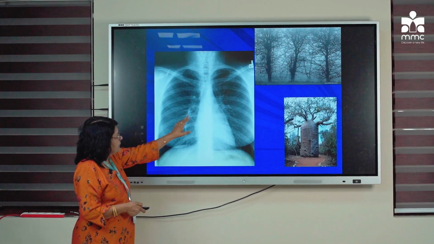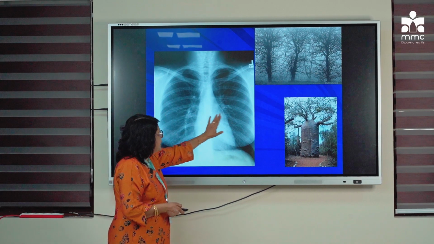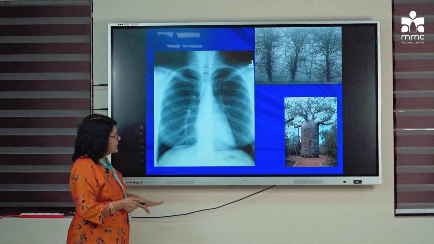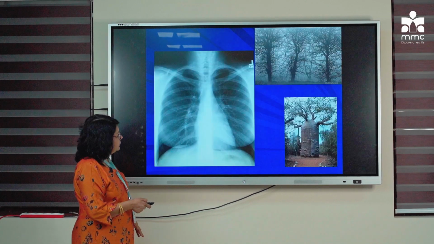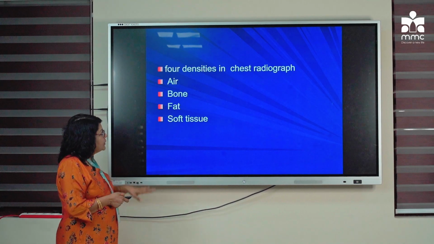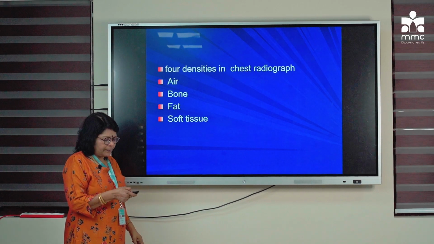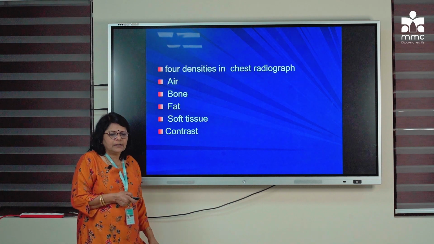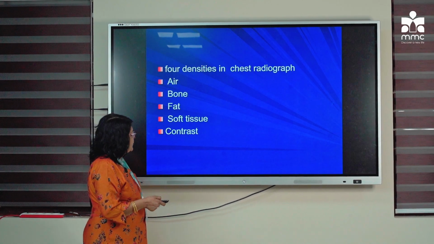As you all know, the chest X-ray contains the heart, that's the mediastinum, and the lung fields. The lungs appear black on chest X-ray because they contain air, just like a tree and its branches. How to interpret a chest X-ray is mainly by 4 densities: the air, the bone, the fat and the soft tissue. To interpret the hollow structures, we give contrast, that is we give barium for the gastrointestinal system and we give IV contrast to the vasculature.